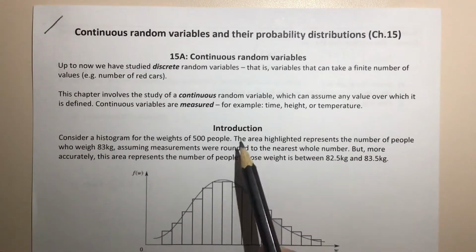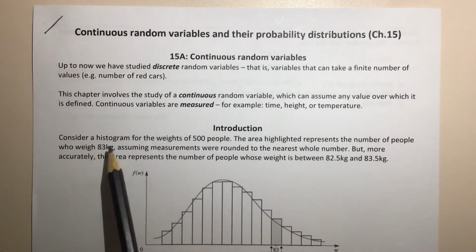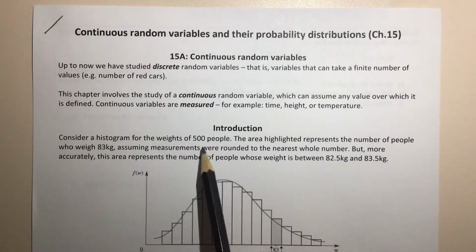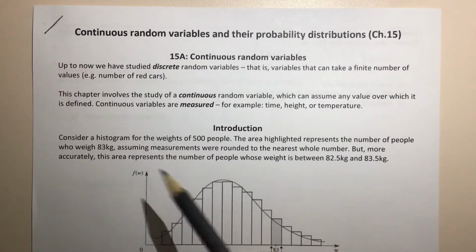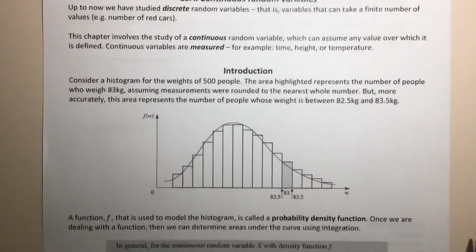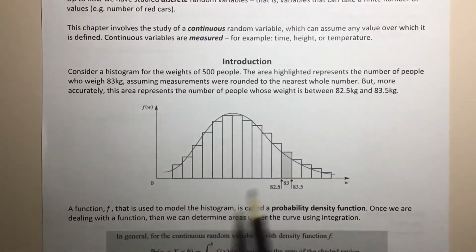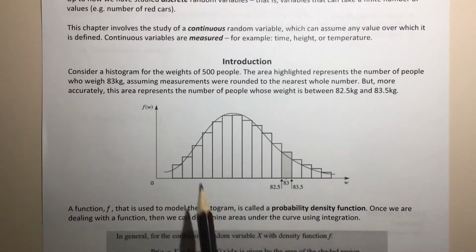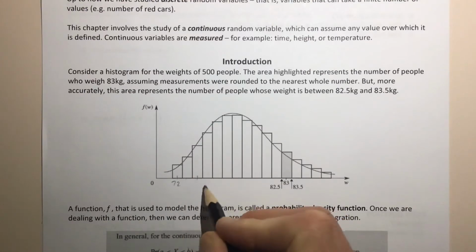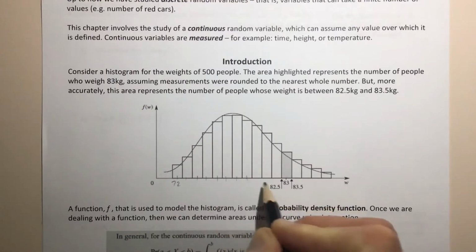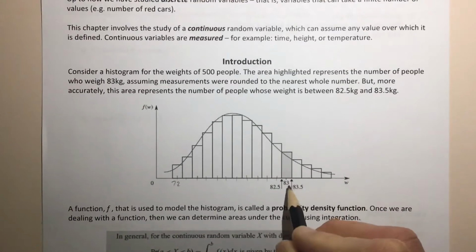As a bit of an introduction here, let's think about a histogram, a graph of the weights of 500 people, right? Weight is something that's measured, so that's a continuous variable. If we put that on a histogram, it might look something like this one here, where along the x-axis, and it's not all labelled, these might be the weights. This might be 72 kilograms and 73 and 74 and 75 and all the way up. We've got a couple of them labelled up here. This one's labelled 83, right?